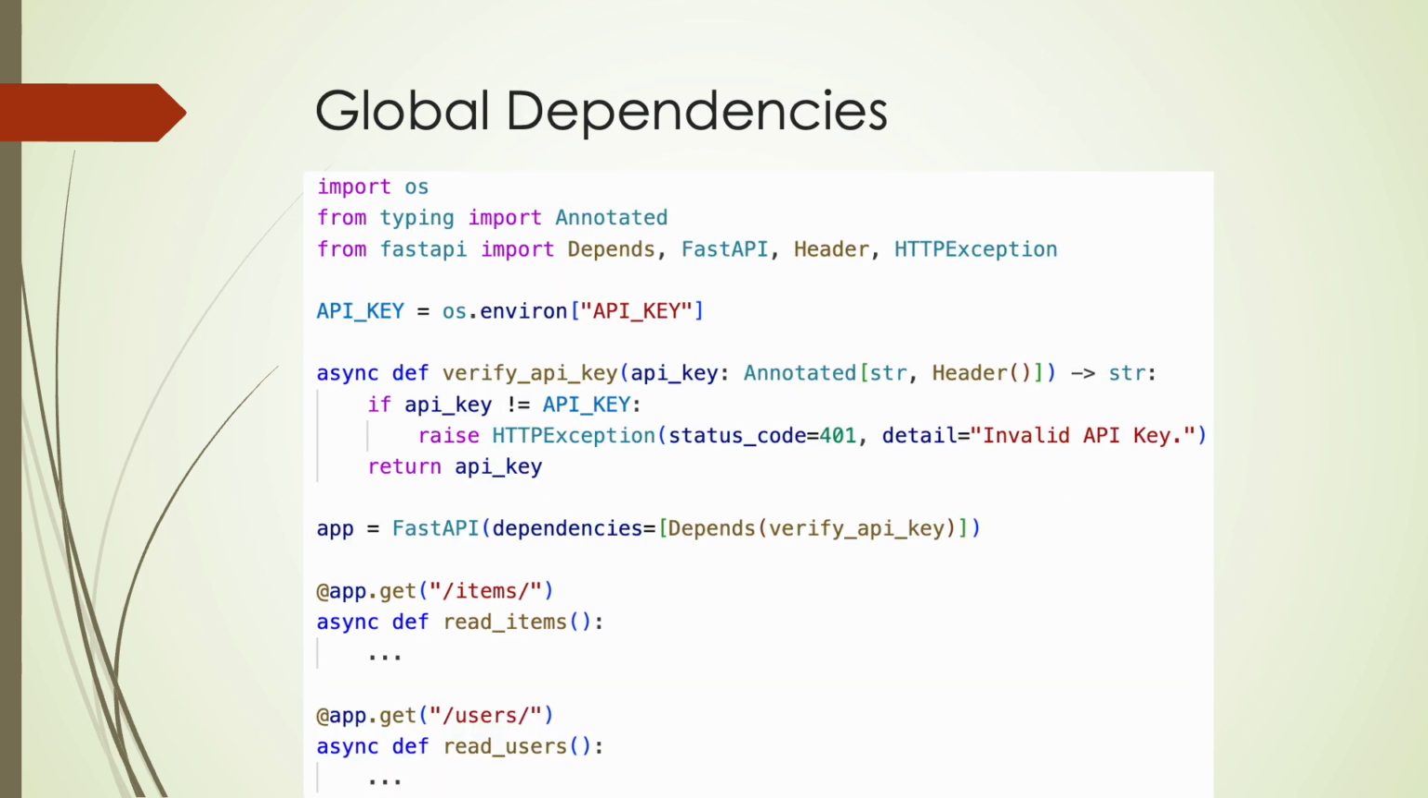For certain types of applications, you may want to apply dependencies across the entire application. Just as you can add dependencies to path operation decorators, you can also add them to the FastAPI application itself using the dependencies argument, making them apply to all path operations within the application.